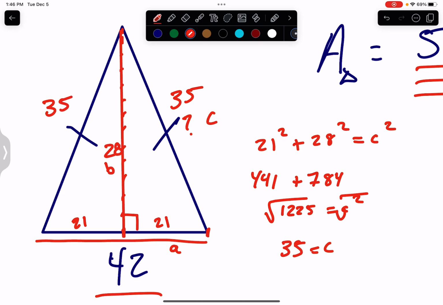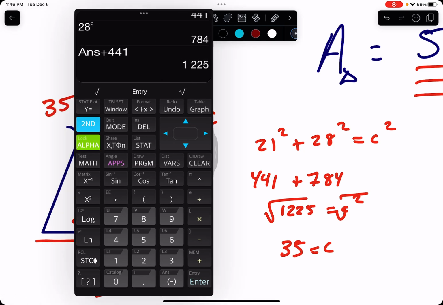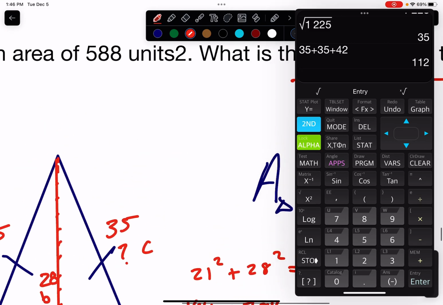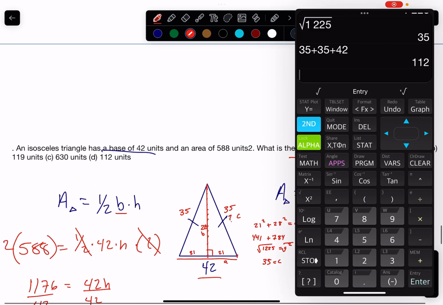This side is also 35 because it's isosceles. They're the same length. So 35 plus 35 plus 42 would be my perimeter. 112. D.